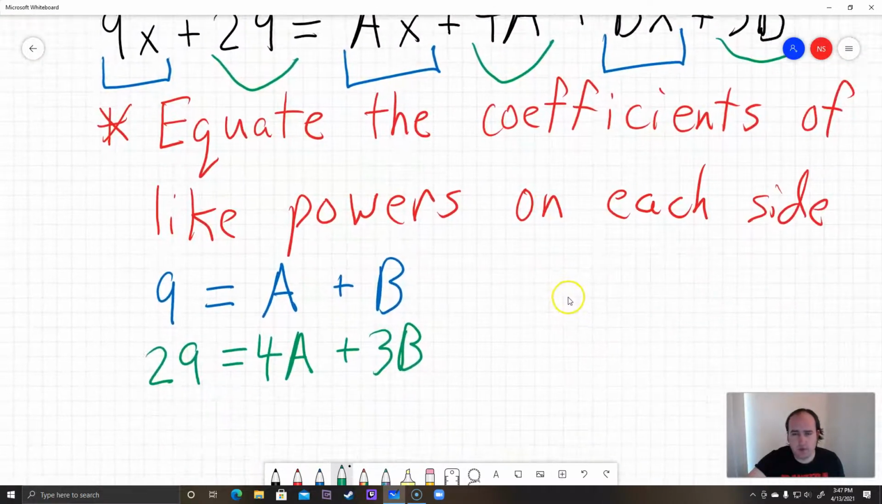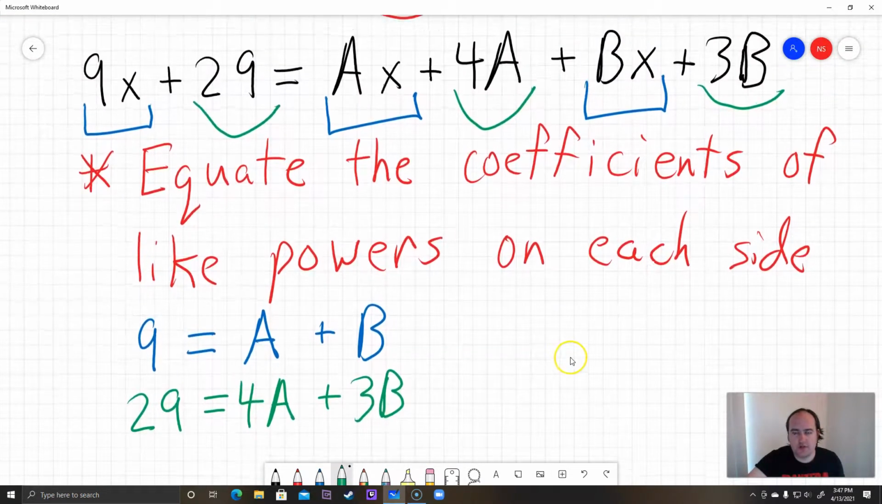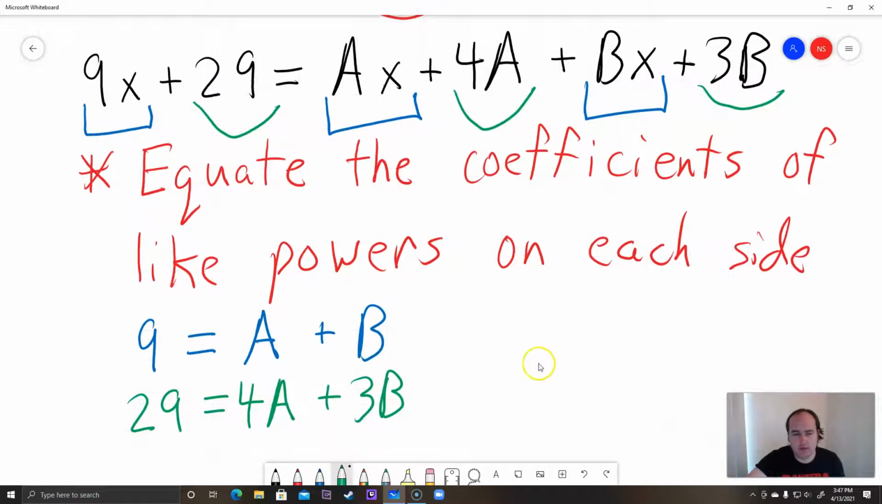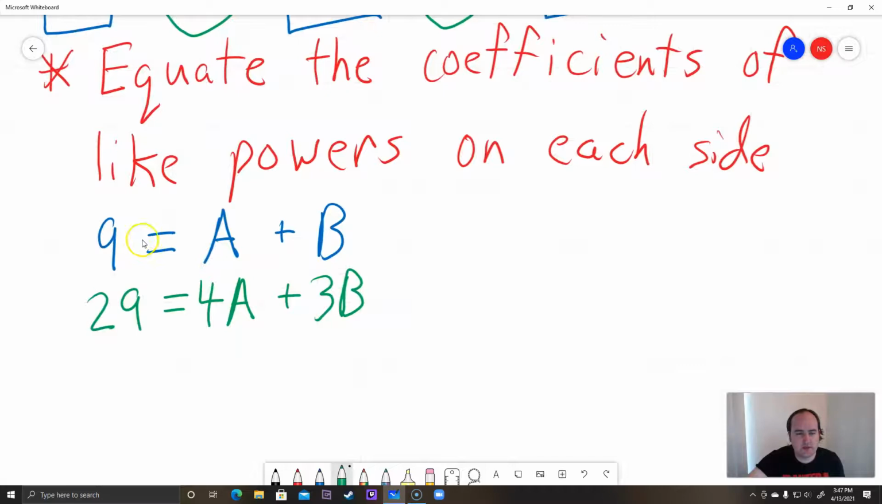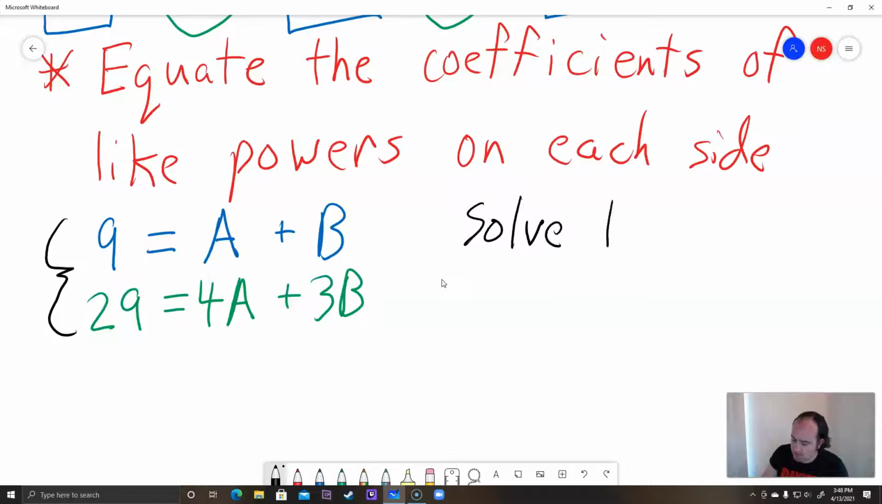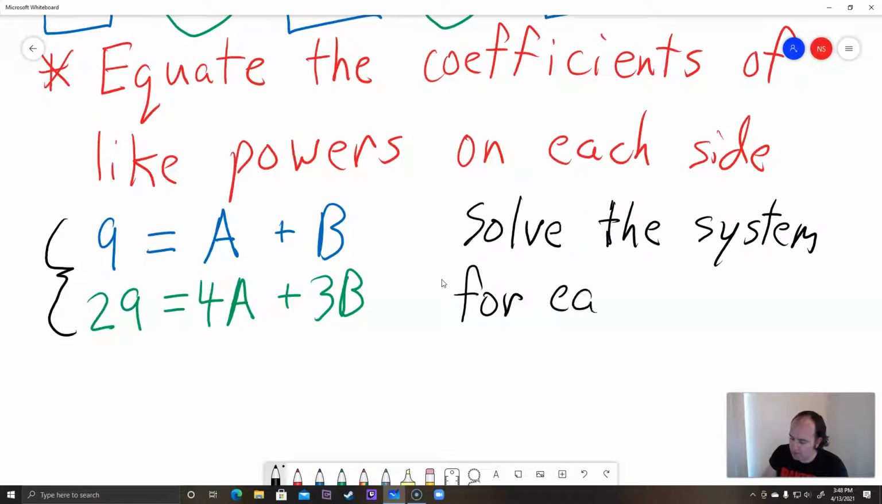All right, so we equated the coefficients of like powers, and we got these two equations here. Together these two equations form a system of equations. So we're going to go ahead and solve the system for each unknown.